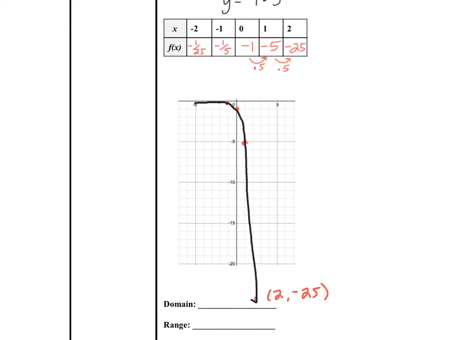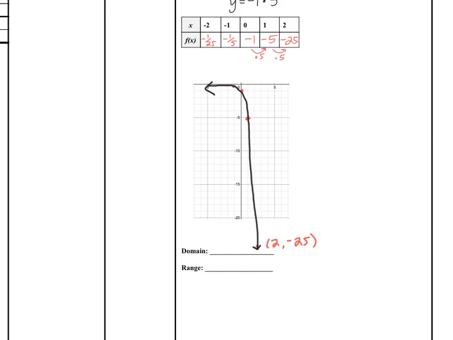This is quickly decreasing. It will never touch 0. It's going to stay right above it. Make sure it has arrows. From left to right, it never stops. So your domain is all real numbers, which is that weird R, or you can write it out. And then range, it's everything below 0, because it never will actually touch 0 and it stays below the x-axis, so it's y values less than 0.